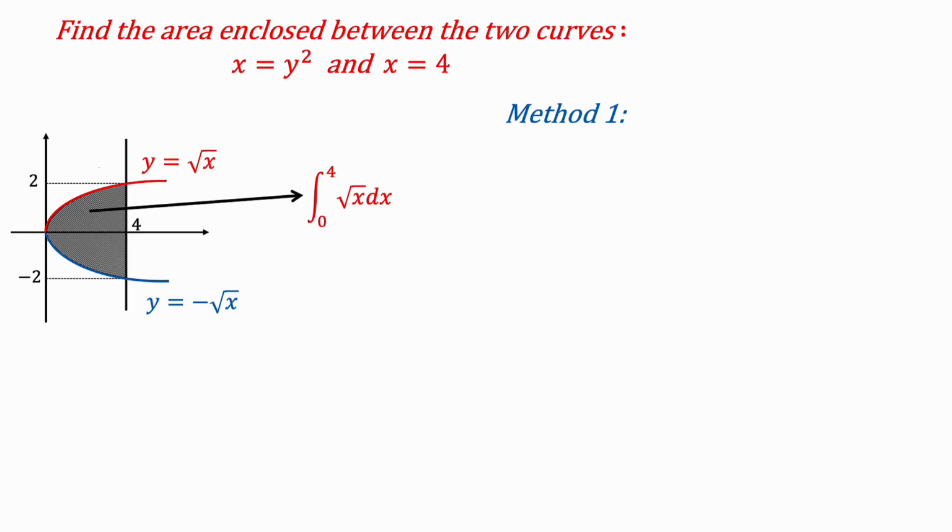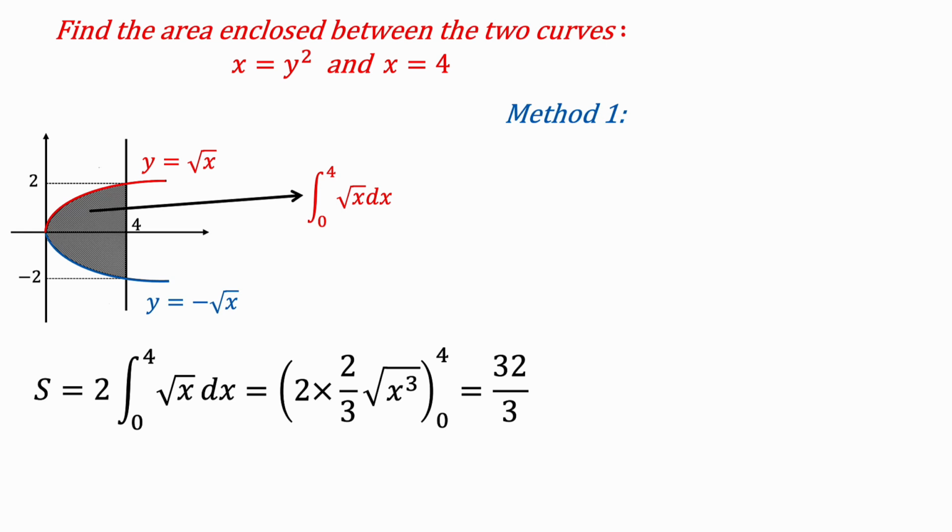All right, let's calculate. The integral from 0 to 4 of square root of x. That becomes 2/3 x to the power of 3/2. Now you can see that I multiplied it by 2. Why? Because as I explained, the region consists of two symmetric parts. Now I'll substitute the upper limit. Then we subtract the value at the lower limit. Well done. This is how we calculate the area of the shaded region. This is one way to do it.